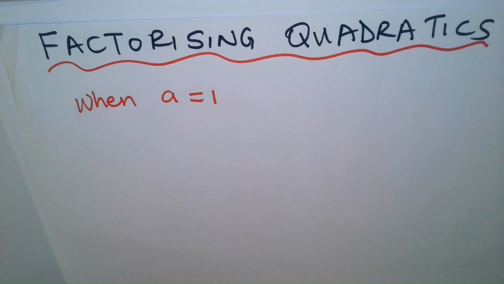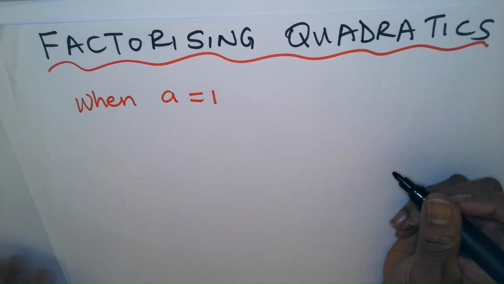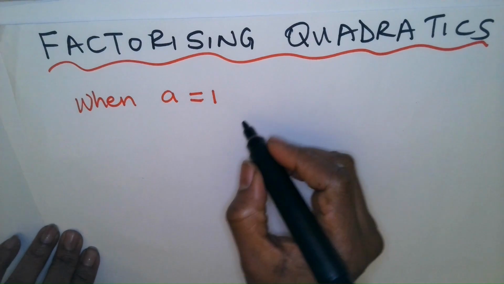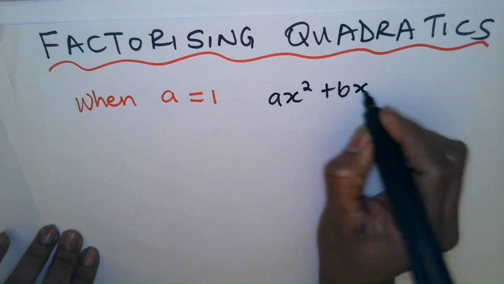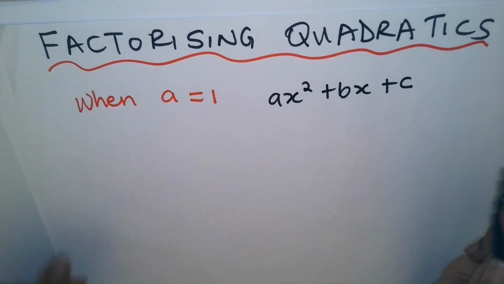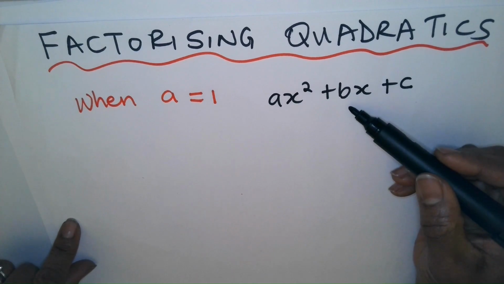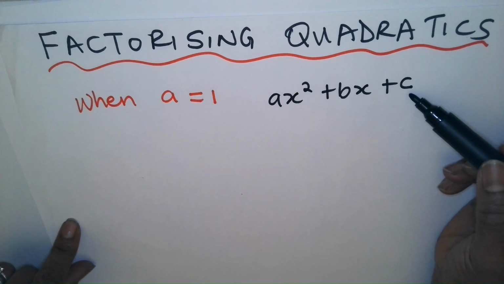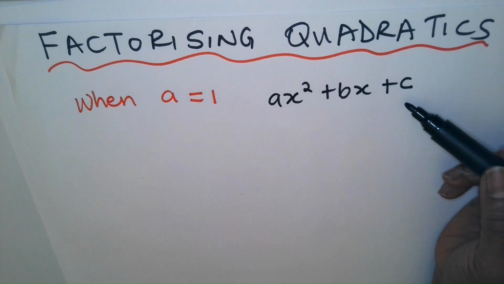Hello, we're going to be talking about how to factorize quadratics. So when a quadratic expression is in this form, ax squared plus bx plus c, we're going to find two numbers that add to give us b and then multiply to give us c. So we're going to be looking at the negatives and the positives. We're going to be careful with them as we work along.